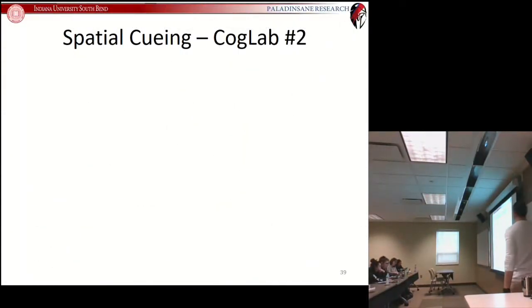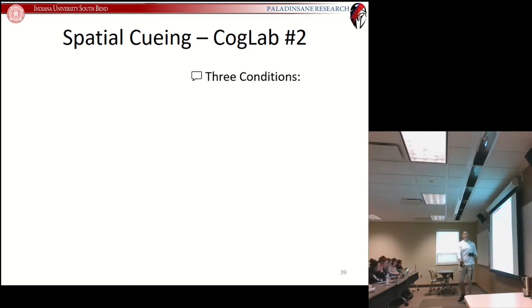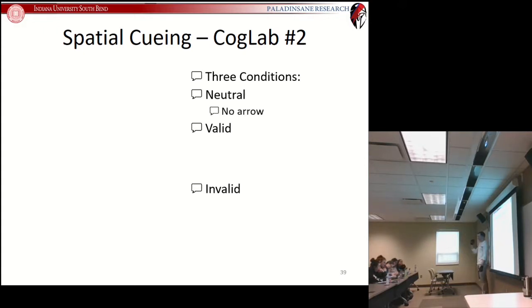All right, so let's move on to the second Cog Lab that we did for attention, which is the spatial cueing Cog Lab. So in this case, there were 3 conditions. There was a neutral condition, a valid condition, and an invalid condition. And you basically needed to find a target as quickly as you can. And in the neutral condition, there was no arrow indicating where the target might be, right? So in the neutral condition, you were left on your own devices.